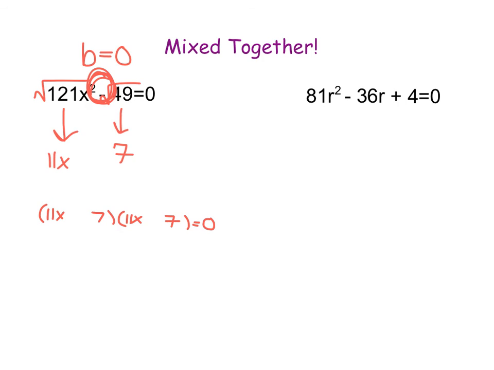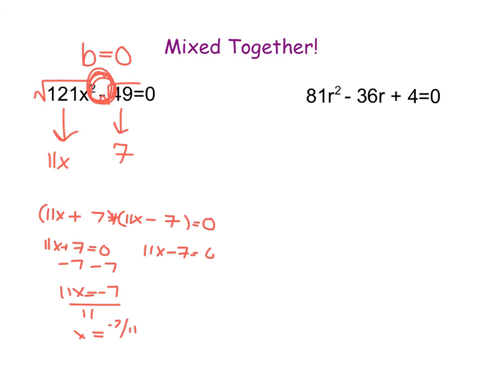And if b is equal to 0, that is telling me that I have one positive parenthesis and one negative parenthesis. Now from here I can see that I have the zero product property because I have a product of two items equaling 0. So I can set each part equal to 0. So I subtract 7 from each side. So I end up with x is equal to negative 7 over 11. And then if I do the other one, I find x is equal to a positive 7 over 11. So there's our two possible answers.